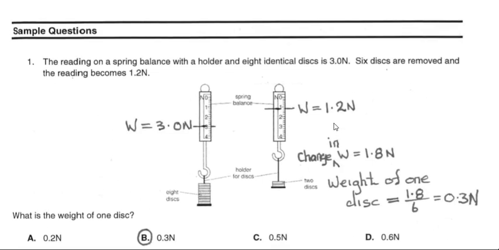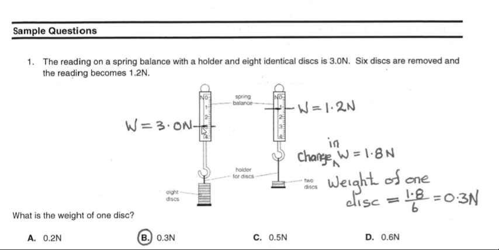So in this video I'm going to go through some sample questions for GCSE Physics forces. Question 1, the reading on a spring balance with a holder and 8 identical discs is 3.0 newtons. 6 discs are removed and the reading becomes 1.2 newtons.